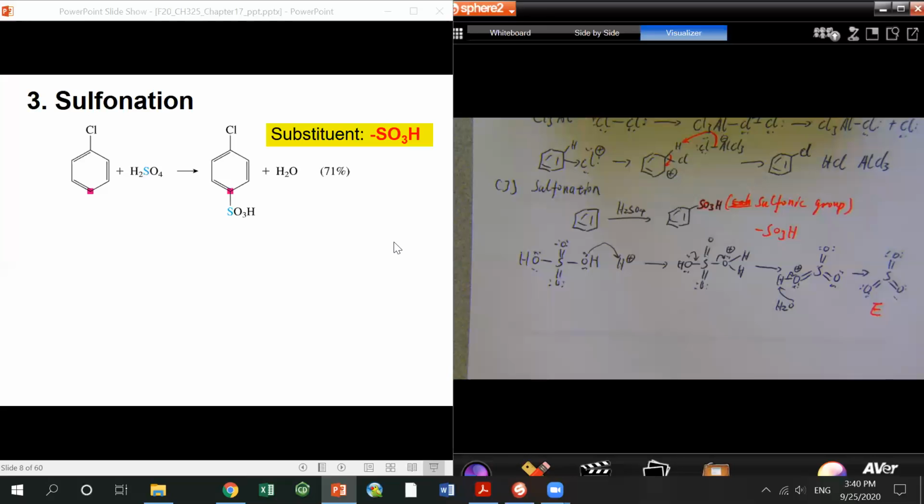Among all five ES reactions, except the sulfonation, all the others have a positively charged electrophile. This one is the only neutral electrophile. Why is that? Because this sulfur is strongly electron deficient. The three oxygens pull electrons away from it, making this sulfur a pretty good electrophile even though the whole species is neutral.